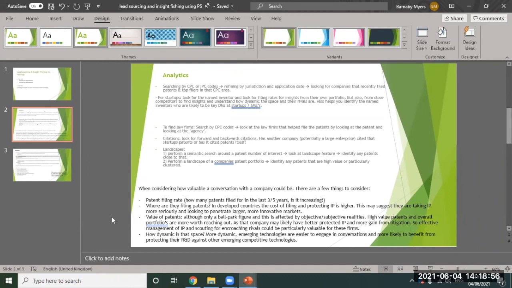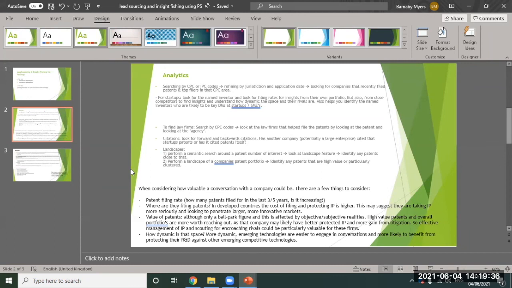Value of the patent. So this is only a ballpark figure, and it's subjective versus objective, because sometimes some particular technology is more valuable in some countries than in others. So for instance, maybe protecting some IP for motorbikes in Vietnam would be more valuable than protecting IP for motorbikes in, I don't know, the UK, for instance, because motorbikes are just used way more in Vietnam.